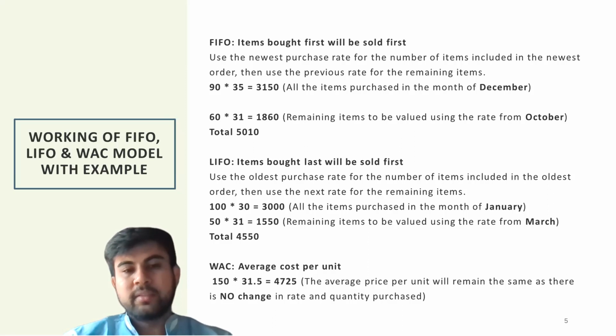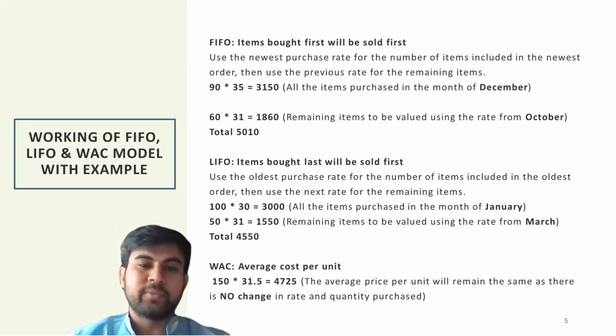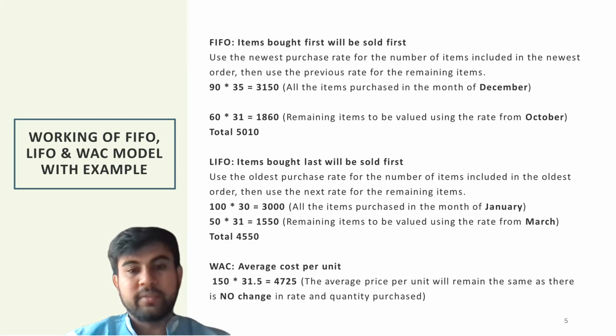In the LIFO method, that is last in, first out, items that come last will be sold first. So use the oldest purchase rate for the number of items included in the oldest order. Then use the next rate for remaining items. So for 130, 30 was the first rate, all that was purchased in the month of January. That was sold at 30 rupees. So 100 quantity sold for 30 rupees is equal to 3,000 rupees.